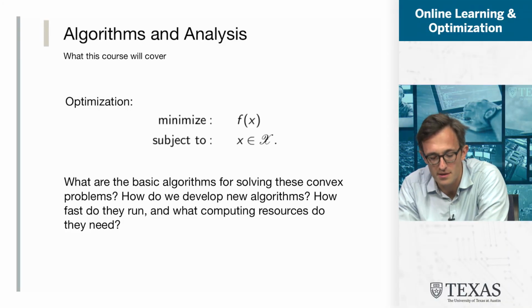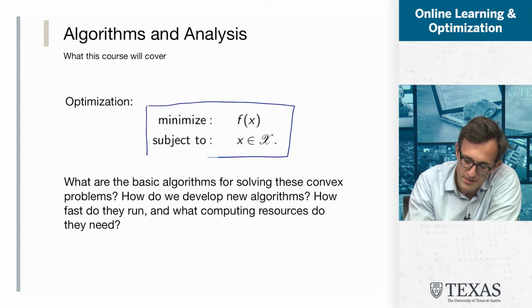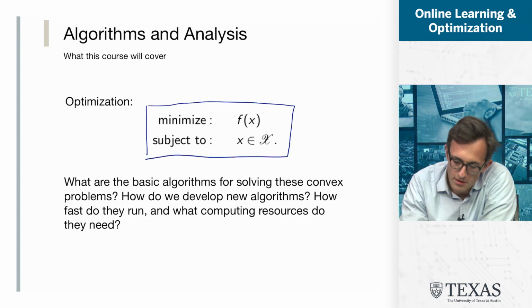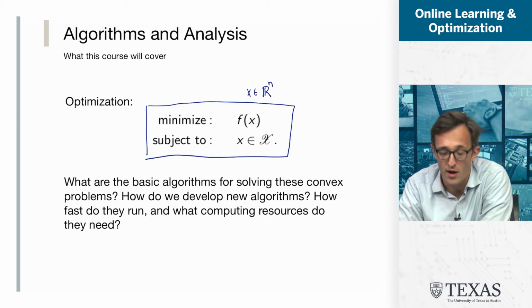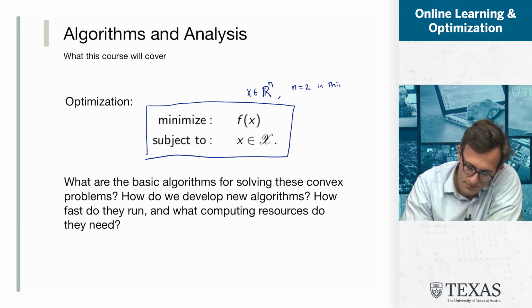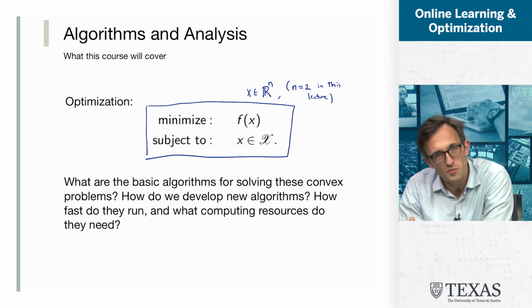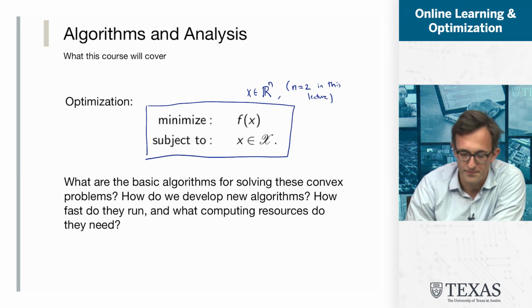So once again, this course is about these two lines here at the center. I want to minimize a function f of x. Remember that x here is a vector. For us, because I want to be able to draw these examples for you, I'm going to use n equals 2 in this lecture. Then I'm going to give a few specific examples of f.